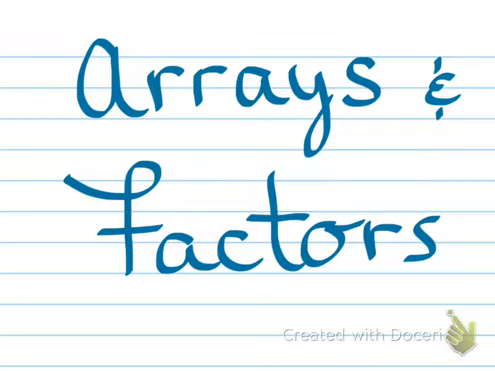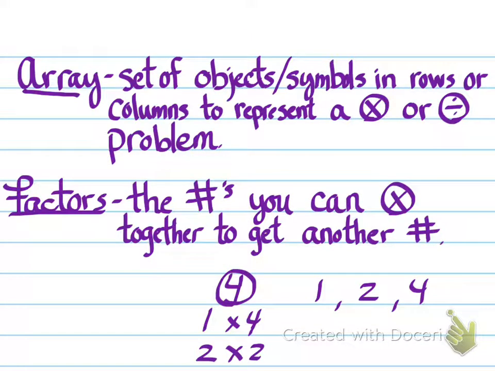We are going to be talking about arrays and factors. An array is a set of objects or symbols in rows or columns to represent a multiplication or division problem. Factors are the numbers you can multiply together to get another number. So the factors of the number 4 are 1 times 4 and 2 times 2. So if I listed those factors in order from least to greatest, it would be 1, 2, and 4.